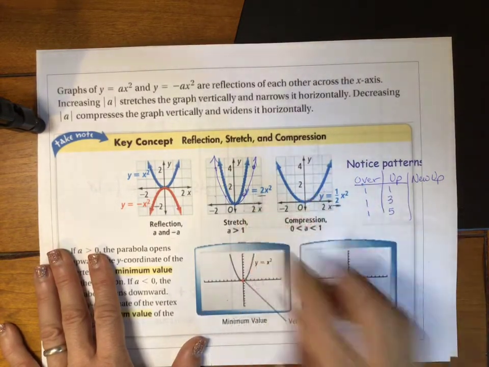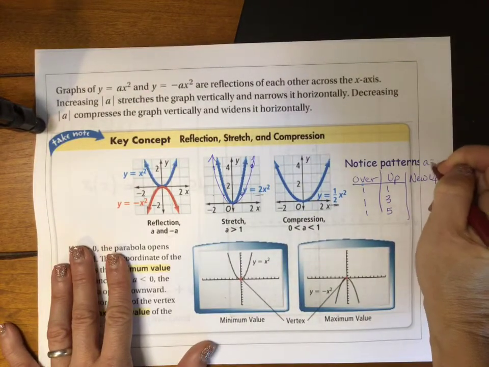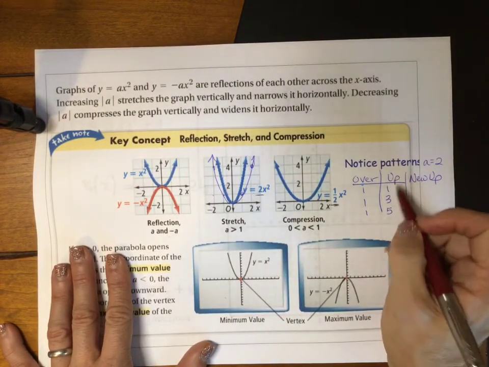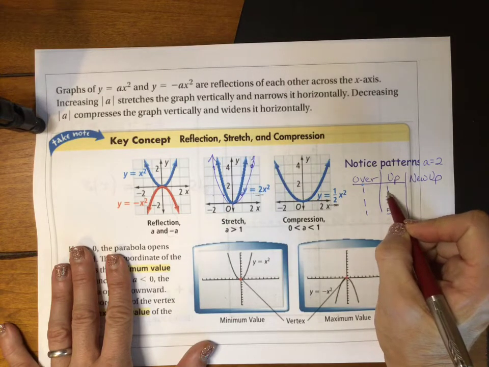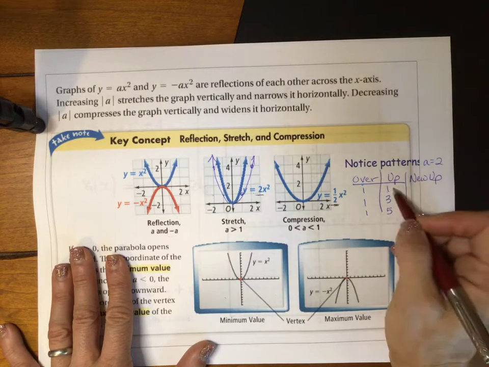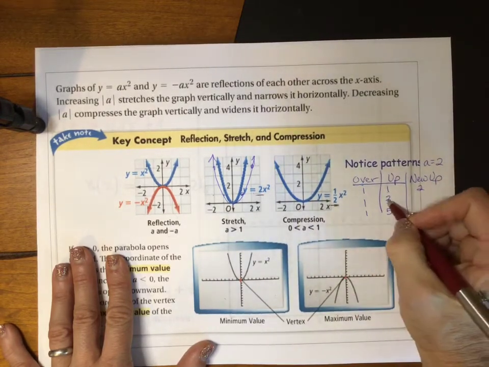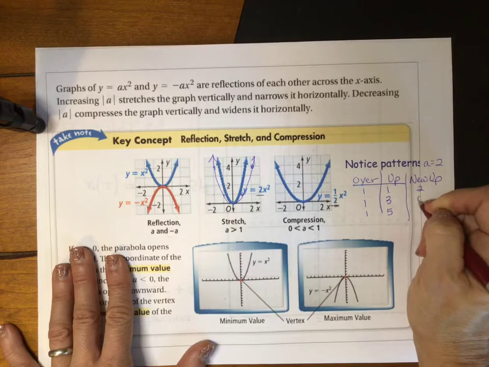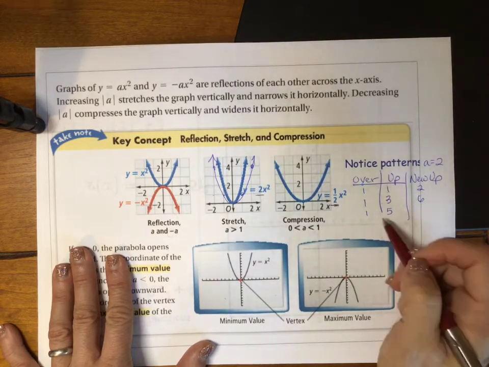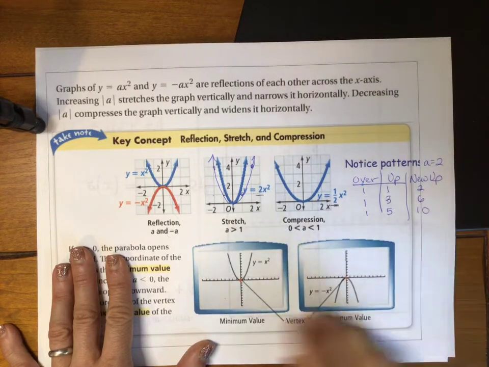Now what's the new pattern when I'm stretching by 2? So my A equals 2. Well, it's going to be 2 times my up pattern. So instead of going up 1, I'm going to go up 2 times 1. So my new up is 2. Instead of going up 3, I'm going to go up 2 times 3, which is 6. And instead of going up 5, I'm going to go up 2 times 5, which is 10.